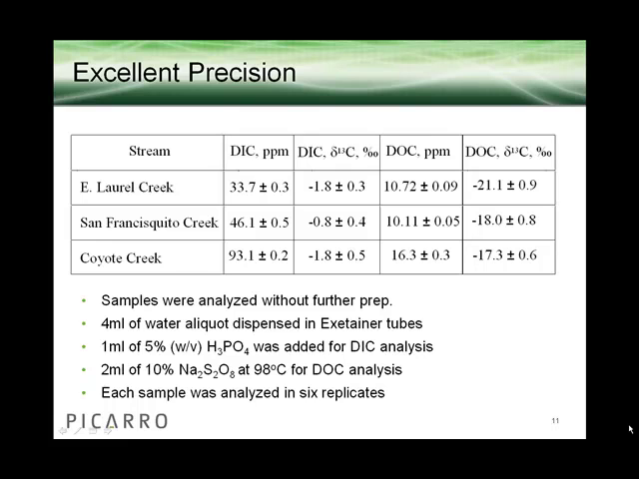For the inorganic carbon analysis, 1 mL of 5% phosphoric acid was added, and the CO2 measured in the Picaro system. For the dissolved organic carbon, 2 mL of 10% sodium persulfate were added, and the solution held at 98 degrees C. Again, the CO2 produced was passed into the Picaro analyzer.